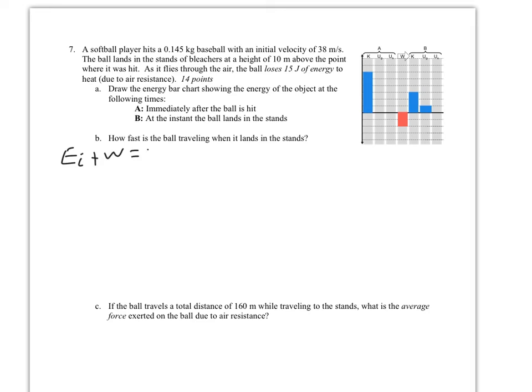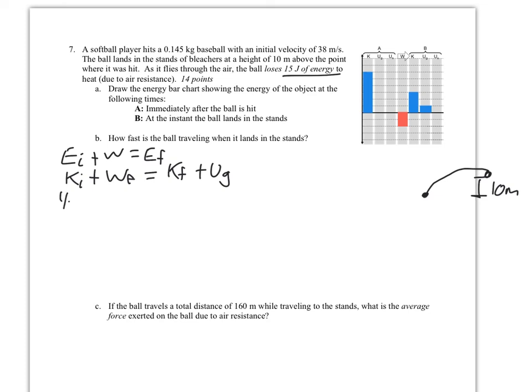So how fast is it moving when it lands in the stands? We're going to once again set up E initial plus work equals E final. So we start with our initial kinetic energy, plus that work done by friction, which is this 15 joules. And that's going to equal our final kinetic, because we're still moving then, plus our gravitational potential, because we have a height, since we're starting on the ground and landing at some height, 10 meters above that final point.